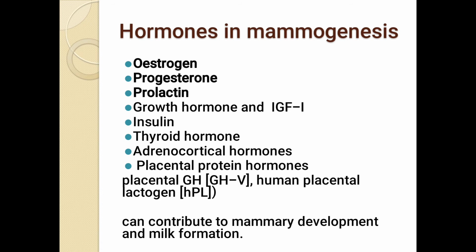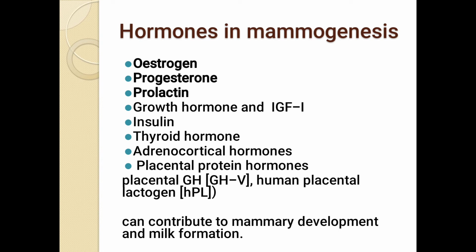The hormones involved in mammogenesis are mainly estrogen, progesterone and prolactin, but also other hormones like growth hormone and insulin-like growth factors, insulin, thyroid hormone, adrenocortical hormones, and placental protein hormones like placental growth hormone and placental lactogen, which also contribute to mammary development and milk formation during pregnancy.